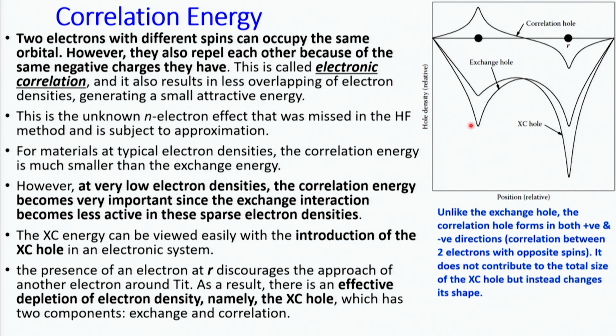So this is the total shape of the exchange correlation hole. One side is less, another side is more. So that's this distortion in the charge. This gives you the distortion in the charge density around two electrons having different spin.